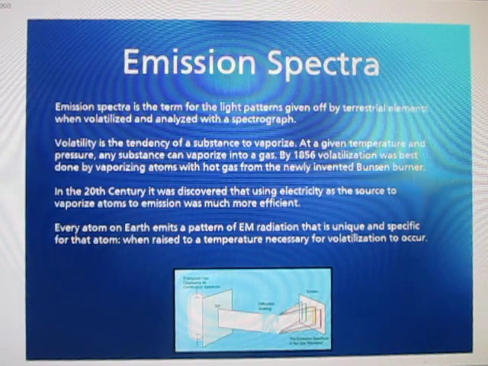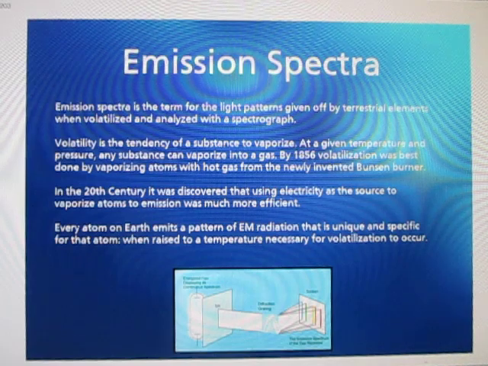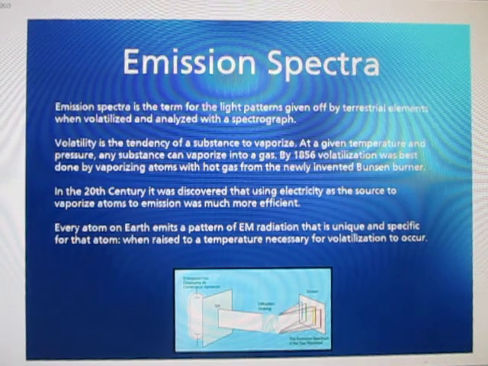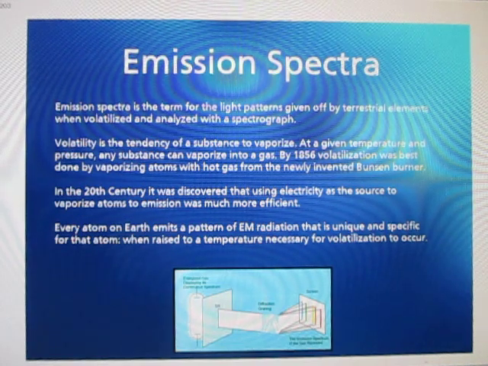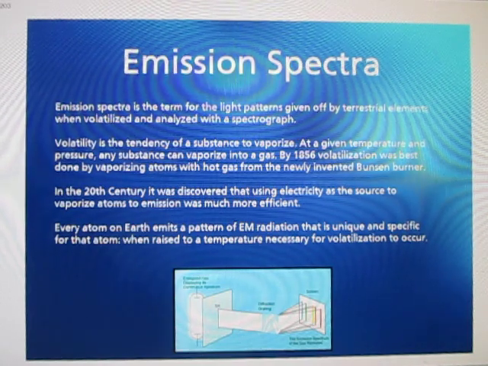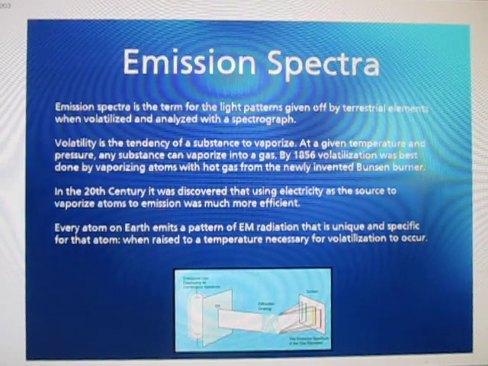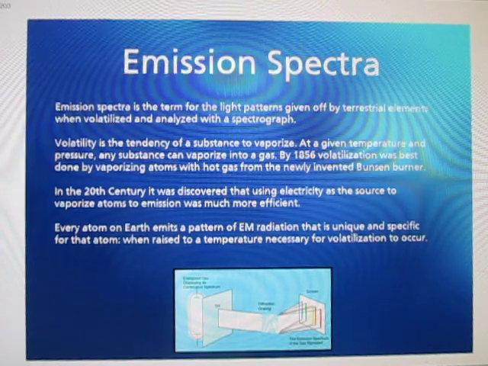Volatility is the tendency of a substance to vaporize. At a given temperature and pressure, any substance can vaporize into a gas. By 1856, volatilization was best done by vaporizing atoms with hot gas from the newly invented Bunsen burner. In the 20th century, it was discovered that using electricity as the source to vaporize atoms to emission was much more efficient. Every atom on Earth emits a pattern of EM radiation that is unique and specific for that atom when it is raised to a temperature necessary for volatilization to occur.